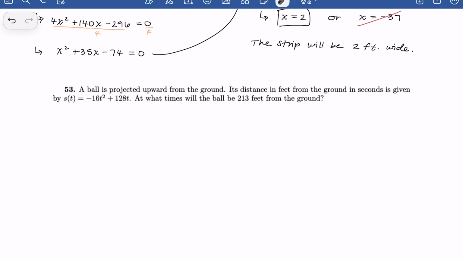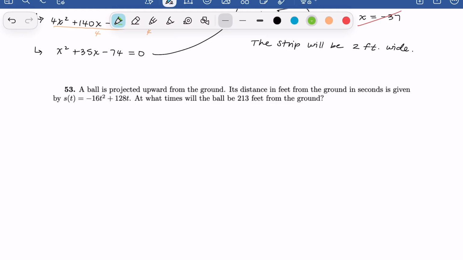What we want to do with this equation is figure out at what times the ball will be 213 feet from the ground. So we're trying to find t here, when s of t is equal to 213. So the first thing that we're going to do is plug in this value of 213 into our function. So we're going to get 213 is equal to this here.